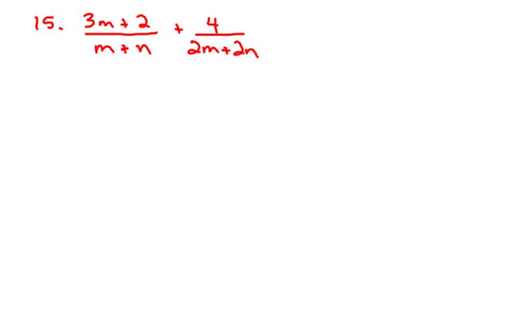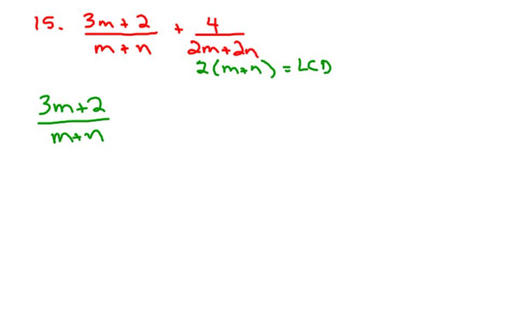Okay, number 15, a little bit harder this time. It's another addition problem, but you'll notice that we do not have a common denominator. So the first thing you have to do is factor this denominator, and you see that that will indeed be the LCD. So what we want to do is build up these fractions to have the correct denominator and then perform the addition. So the first fraction, if we compare its denominator with the LCD, we're missing the factor of 2, so multiply top and bottom by 2.